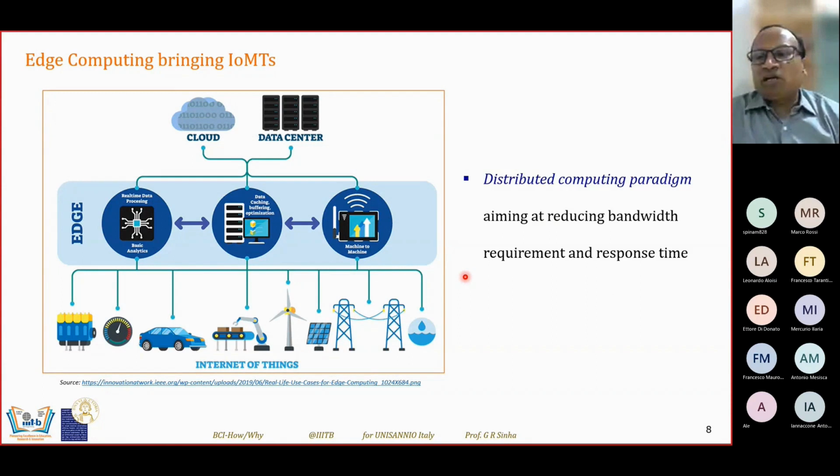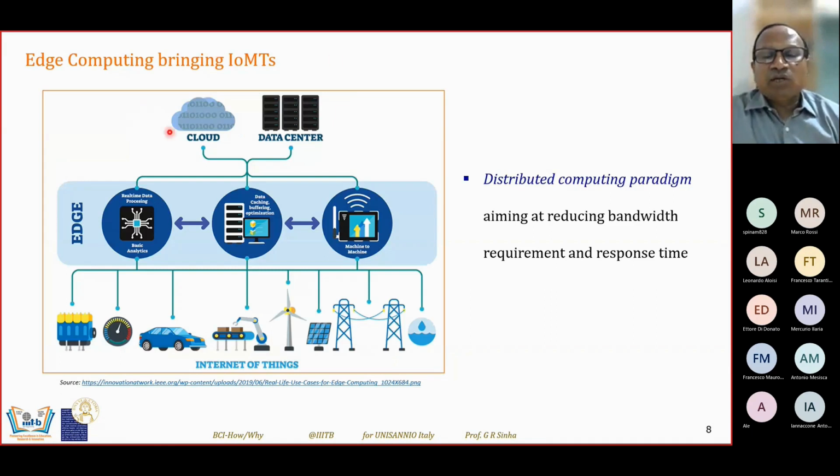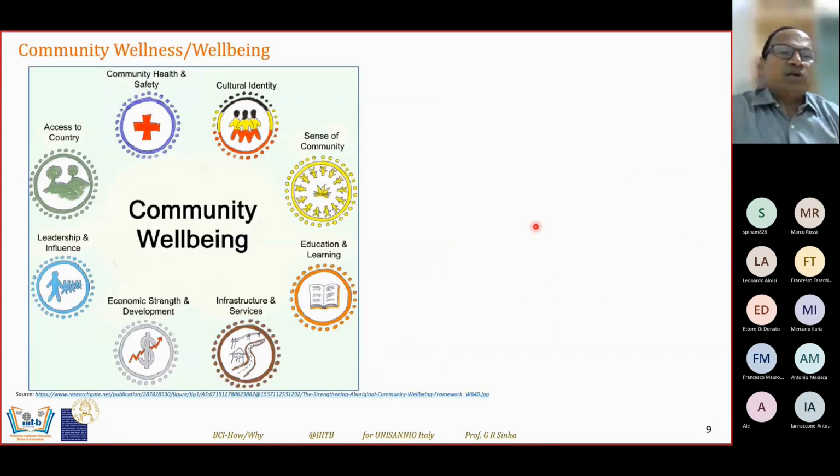So edge computing is a distributed computing paradigm that aims at reducing bandwidth and the response time, because what happens when you depend on cloud, the response time is increased. So you can considerably reduce the response time when we go for edge computing level.